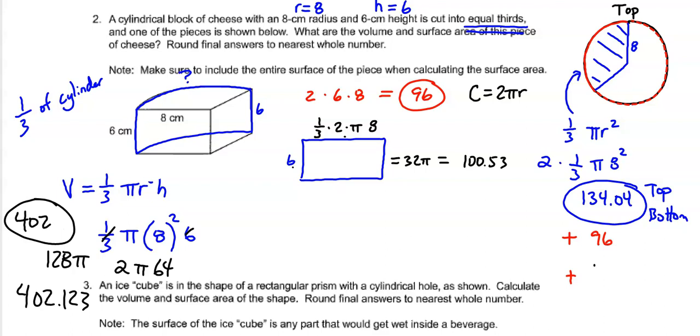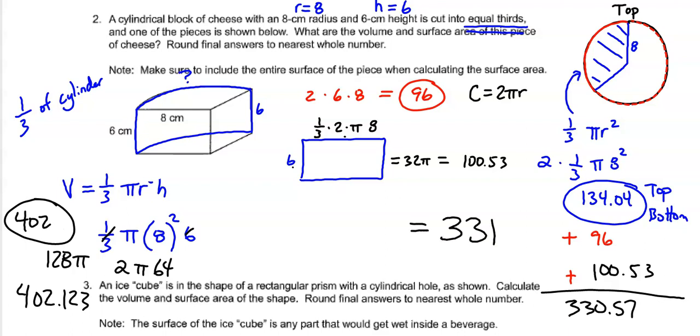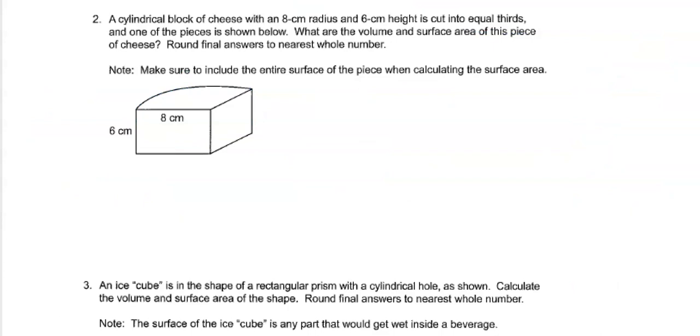So I add that into the mix, and we get a grand total at the end of all that stuff. I got 330.57. So if we round it to the nearest whole number, I'm thinking 331 is the surface area. That problem was pretty involved. That's tough. That's no joke. All right, moving on down.